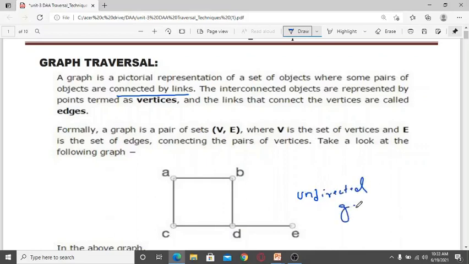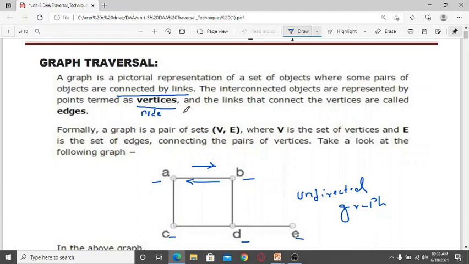Undirected graph means we can say this is a two-way. You can go from A to B, or you can go from B to A. That is undirected graph without any arrow. Whenever we have an arrow, it is a directed graph. The interconnected objects are represented by points termed as vertices. This A, B, C, D, E is all called vertices.